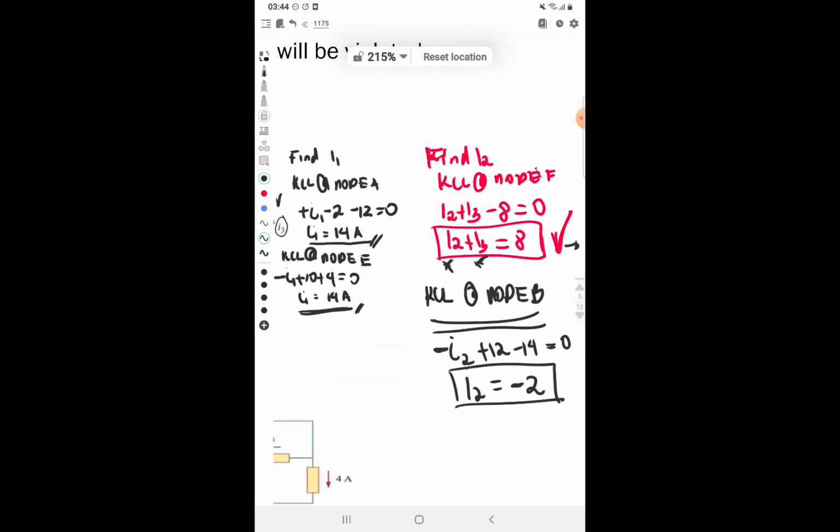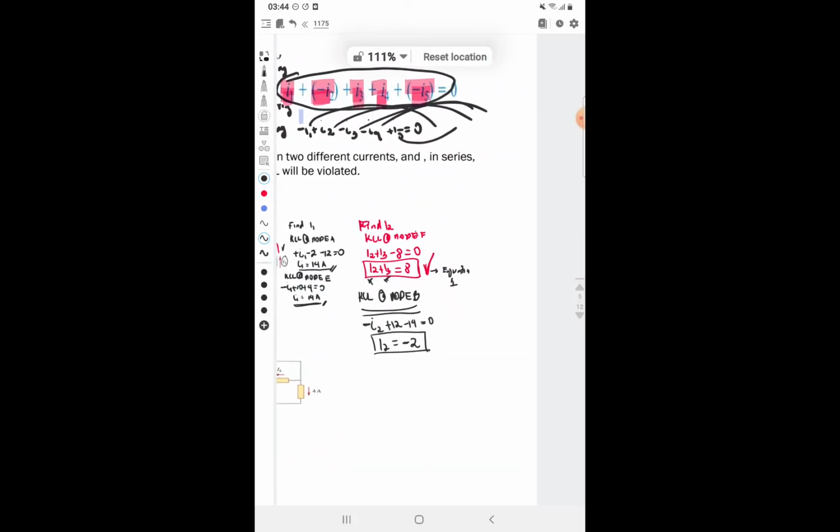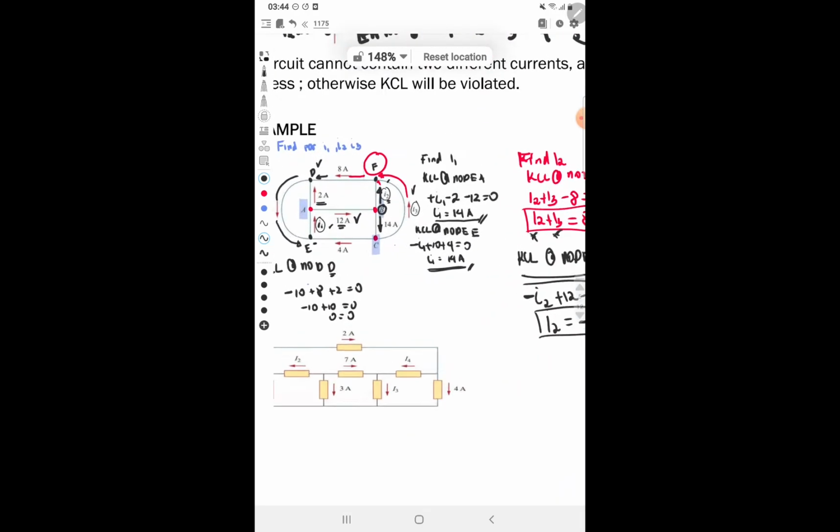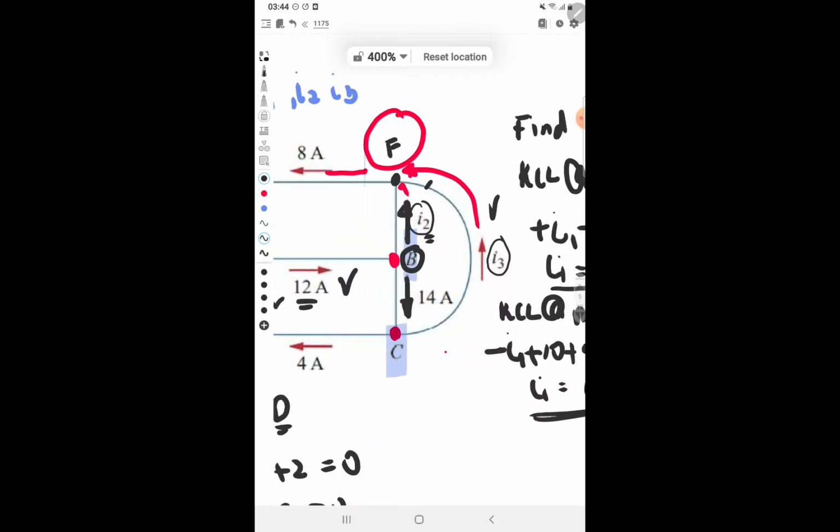Next, solving for I3. So, finding for I3, dito natin siya ilagay. Paano ba natin i-solve yung I3? So, ito yung I3 natin. Napapansin mo, sa node C tayo, di ba? Ito yung pinakamaganda kasi may 14 ampere na papasok, may 4 ampere na palabas, at yung I3 natin palabas. Okay, palabas yan.